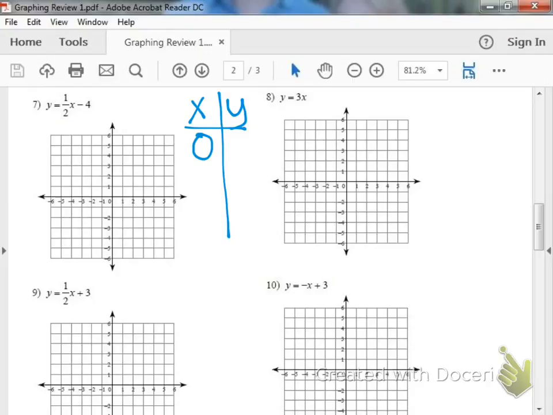Now, if you already did this one and you did 0, 1, 2, do not change your work. I'm going to show you something cool when we get done. Okay? I'm going to do 0, 2, 4 just because I don't like fractions.